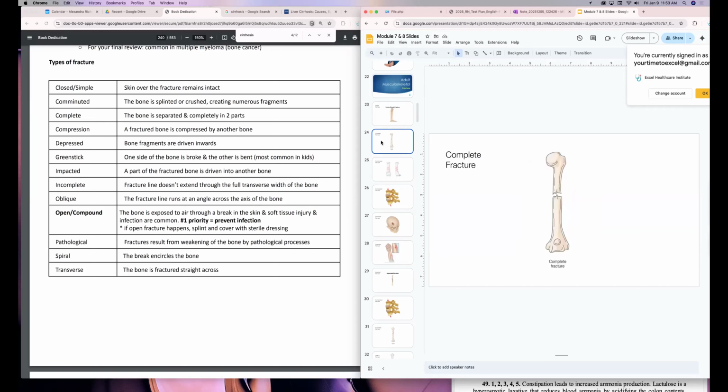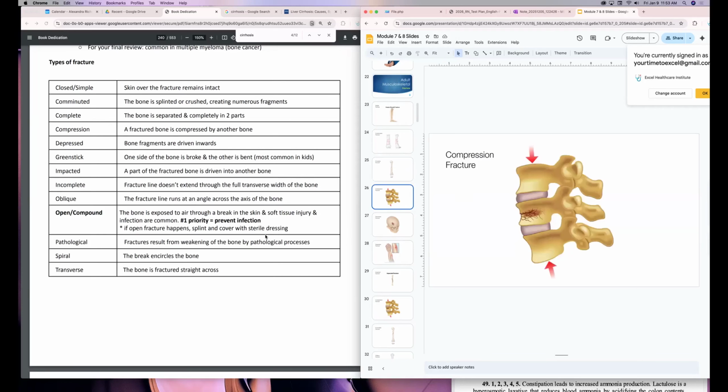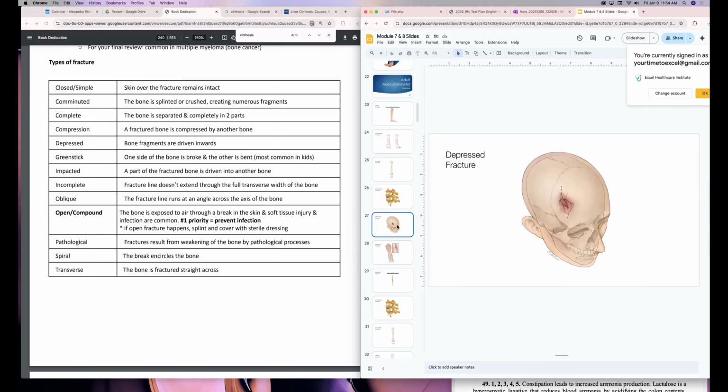Next up, we have a complete fracture. A complete fracture means that the bone is separated into two complete parts. Next up is compression fracture, which is where a fractured bone is compressed by another bone. So let's say, God forbid, the patient fell on their butt and this vertebrae and this vertebrae pushed against this middle one and caused this compression fracture. A depressed fracture is when the bone fragments are driven inwards.